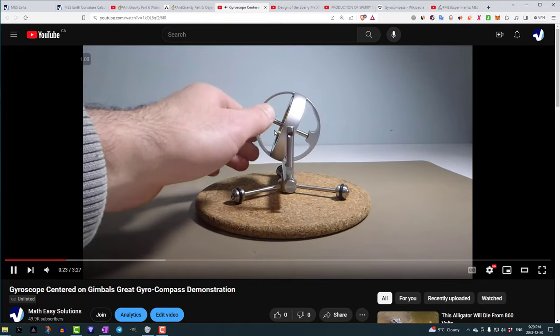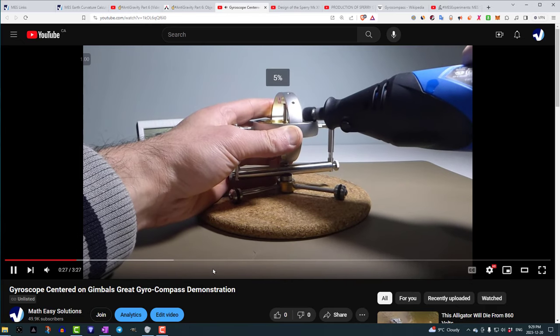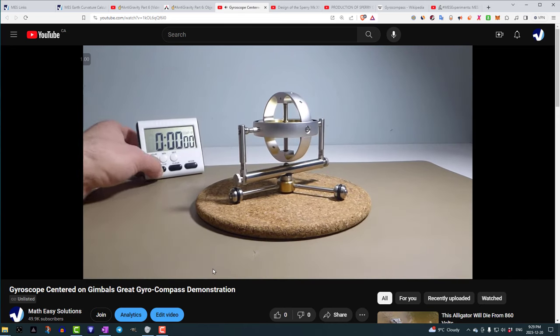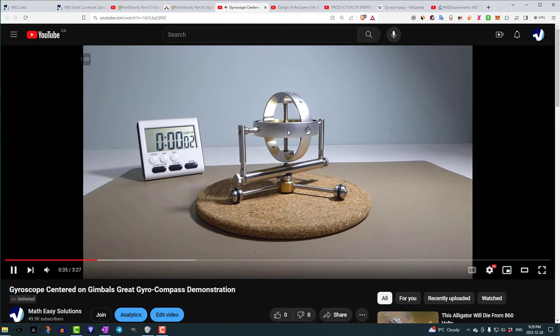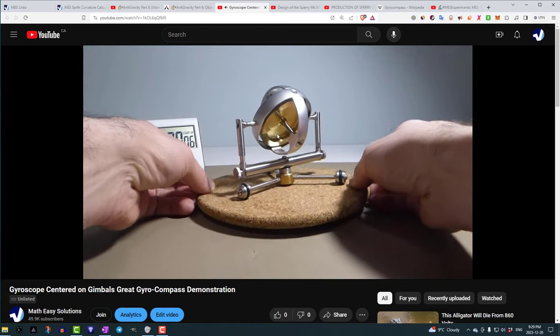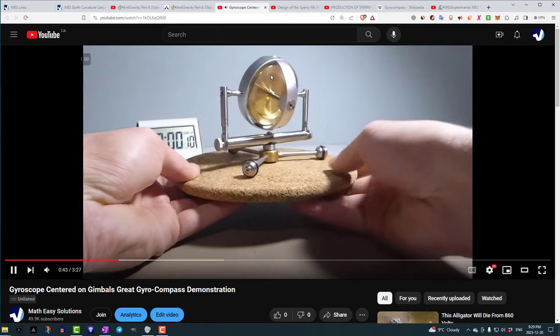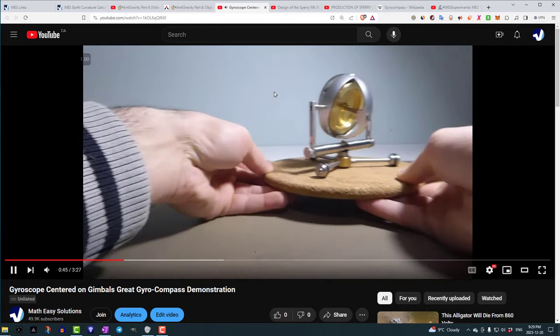All right, and then when I spin it up, I'm just going to lower the volume, speed this up. All right, so now it's spinning. So if I move it like this, now if I hold it, it wants to keep pointing in the same direction. Right, I'm just making it like this. So now it wants to keep in that same direction.